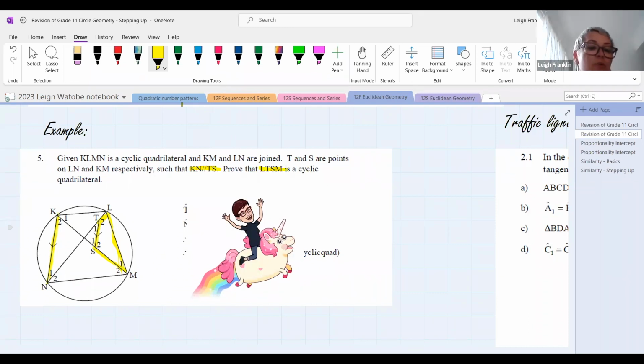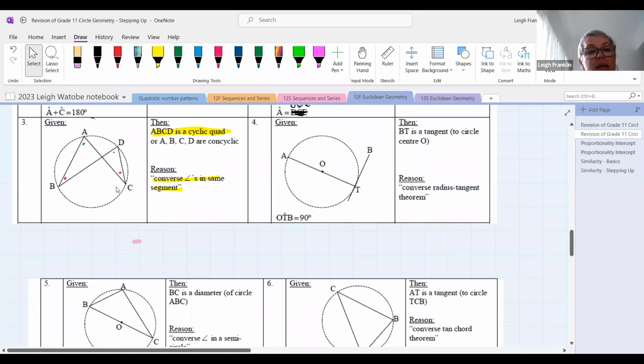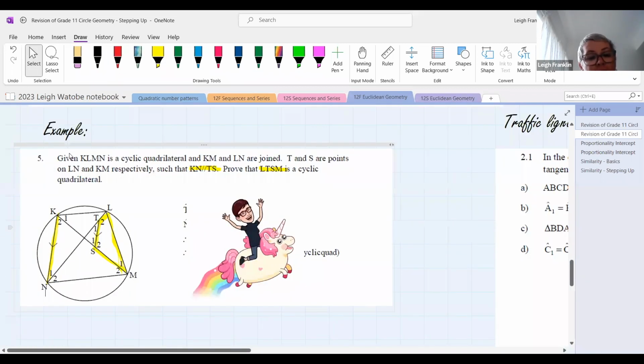All right, if you have a look, inside STLM, there is no bow tie. So we cannot use this reason over here, converse angles in the same segment, because there's no bow tie inside the quad that we're trying to prove is cyclic. So this reason number 3 is out. So either we have to prove that the opposite angles are supplementary, or we have to prove something about an exterior angle.